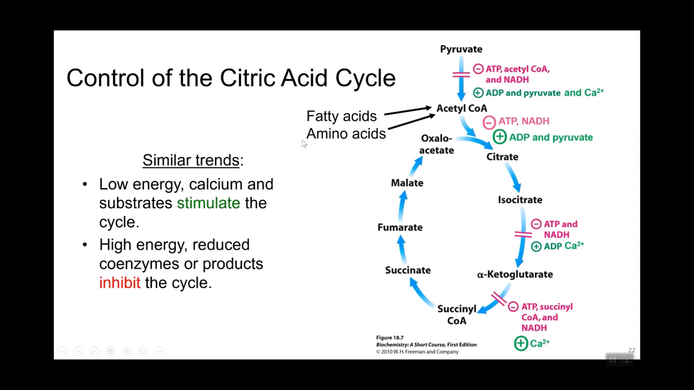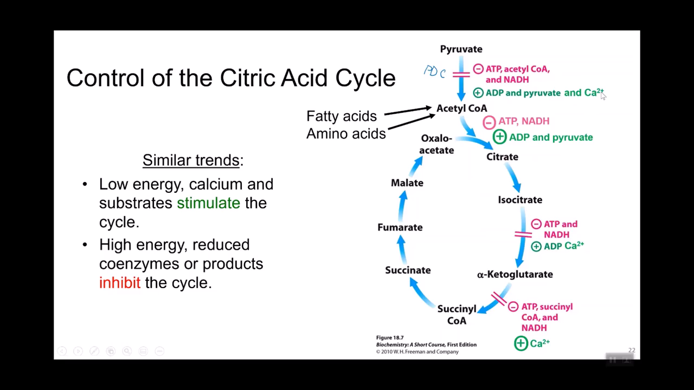The slide just summarizes the points of regulation. So at the top, I'm just showing you again the regulation of the pyruvate dehydrogenase complex, where ATP was inhibiting it and ADP was stimulating the complex. The products acetyl-CoA and NADH were also inhibiting the PDC, while the substrates pyruvate and calcium were stimulating it through those regulatory enzymes.